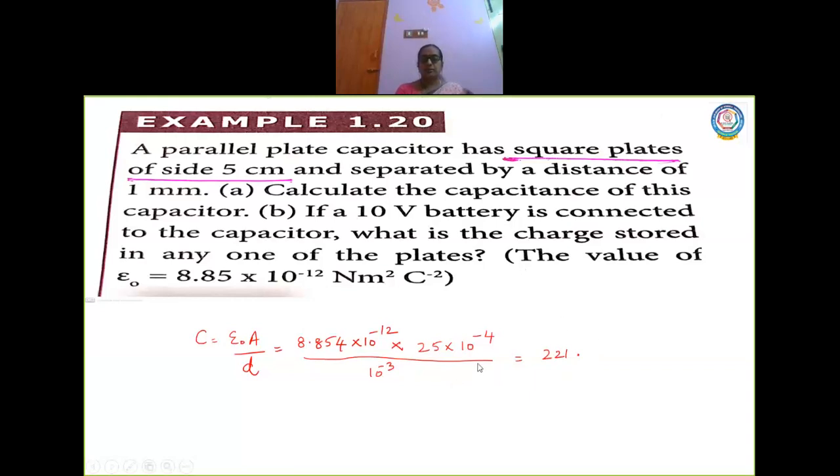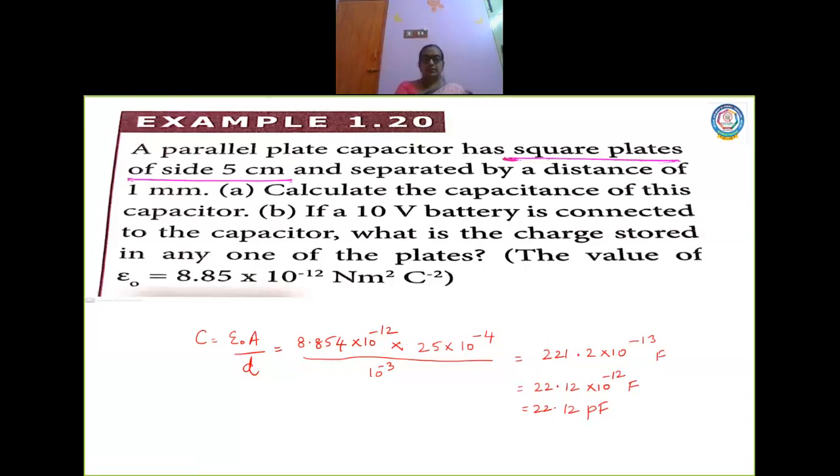Now when I simplify, because in the denominator you have 10 power minus 3, take it up and adjust it with the power. You multiply 8.854 into 25. You will have 221.2 into 10 to the power of minus 13 farad. So convert it into minus 12. So you have 22.12 into 10 power minus 12 farad, or simply you can write 22.12 picofarad. So this is the first answer.